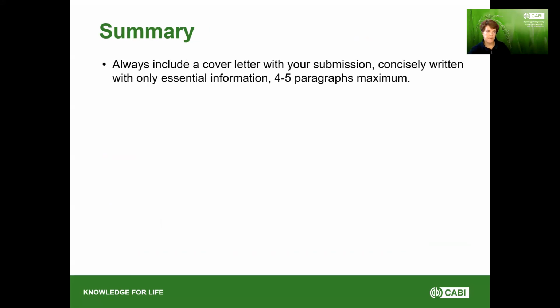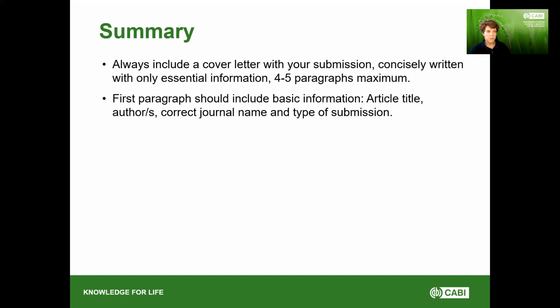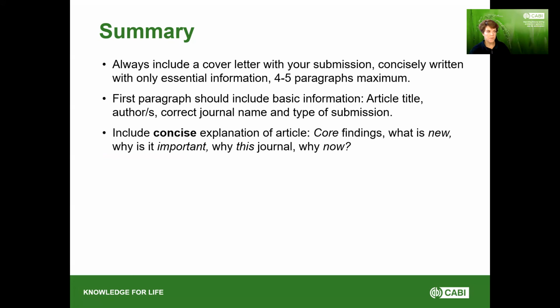So, in summary, always include a cover letter with your submission, concisely written with only the essential information, 4 to 5 paragraphs, about a page, a little over is okay, but not too much. The first paragraph should always include basic information, the article title, the authors, the correct journal name and type of submission. Then have a concise explanation of the article, the core findings, what is new, why is it important, why this journal, and why now. Explicitly state any conflicts of interest that one or more of the authors of the paper have, and if there are no conflicts of interest, state that as well.